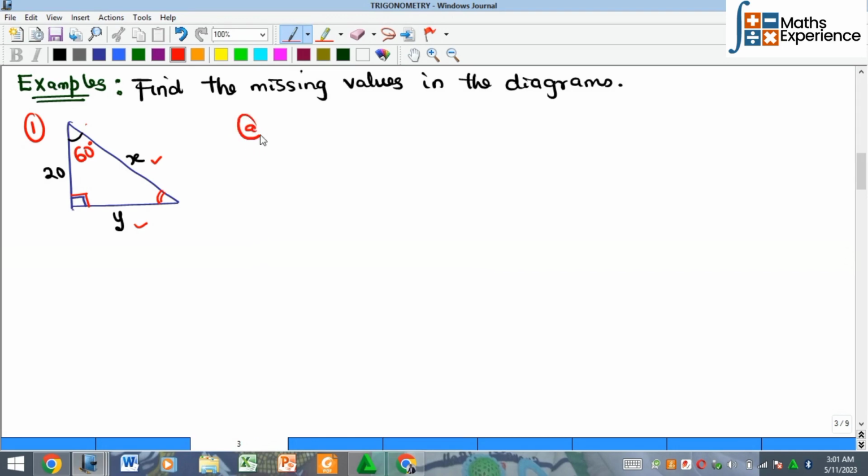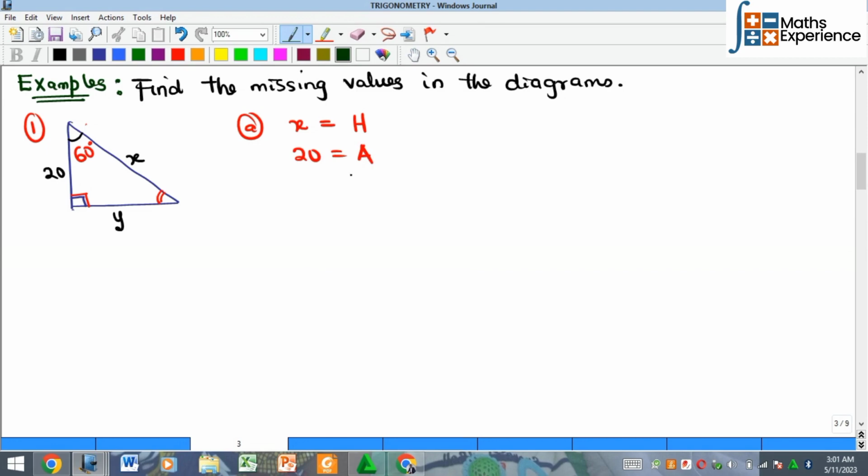So for the first one, I want to get my x. And so how do you do that? You first of all give labels to the sides of the triangle. So from this included angle, my x is the hypotenuse, and since I'm looking for x, let's take care of that first. The one we are given is the adjacent, since y is the opposite of this angle. So that means 20 is the adjacent of the triangle.